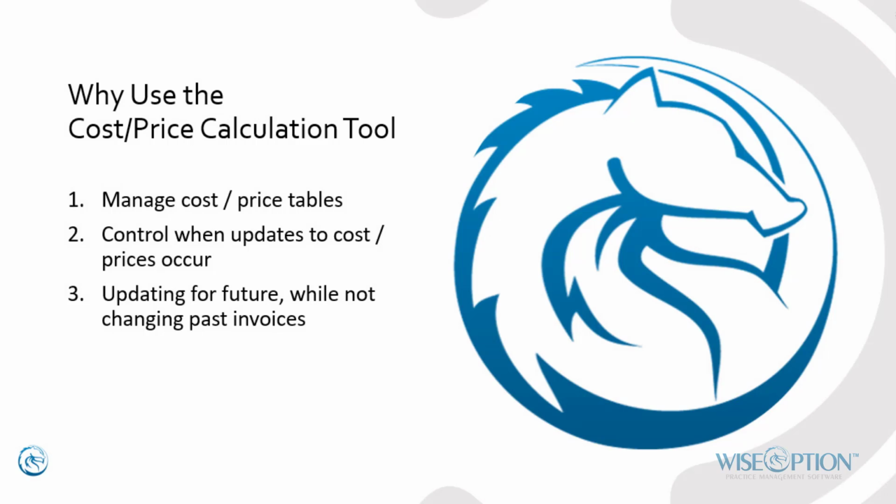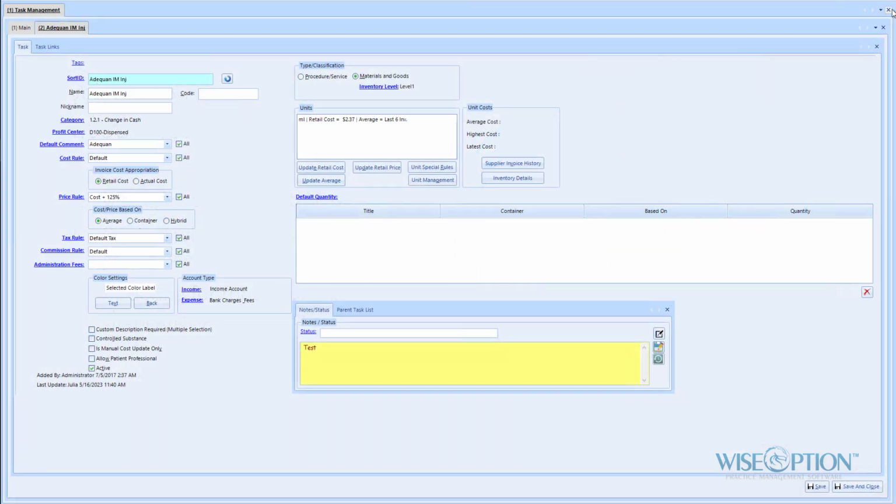When you're doing these massive updates and massively updating the cost and the price using this calculation tool, you're not affecting any previously entered information, previously entered procedures, or closed invoices. So even if the invoice isn't closed, but the procedure is entered in, updating these costs and prices is not going to affect the procedures already entered in or invoices already created. It's only going to affect from this point moving forward.